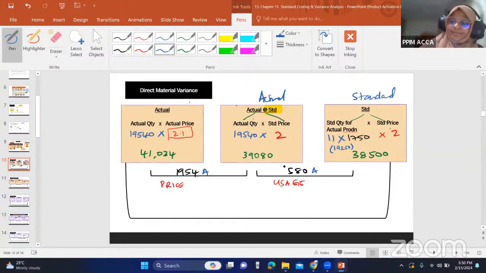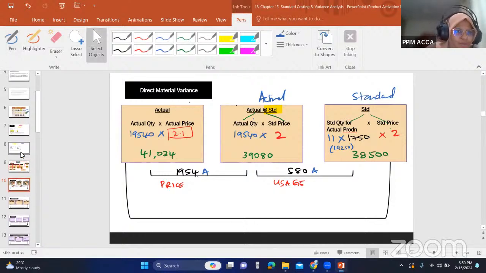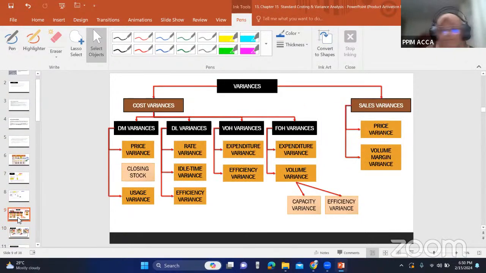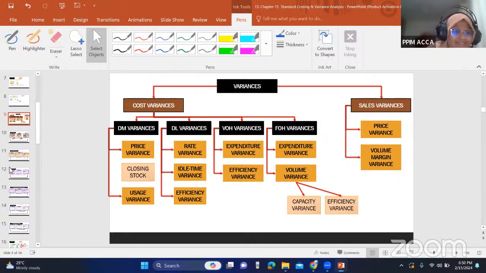I hope you've taken this down. Let me go back to that first slide that I showed you. Can you see direct material? We had price, we had usage. Both we have learned how to find. There is a situation with closing stock, so let's see how to deal with that. When does this happen?